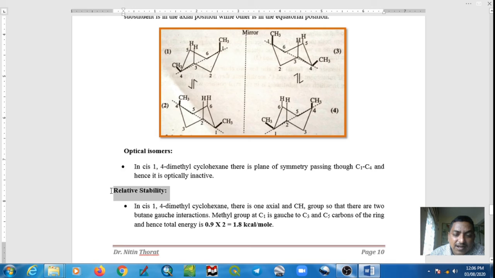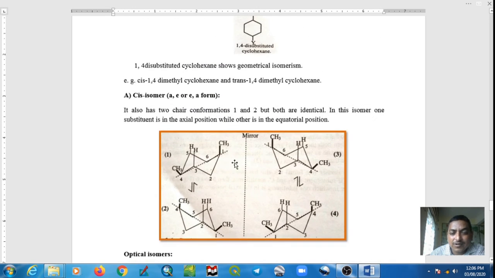Let us talk about the relative stability of these conformers. We know that in all these four structures, one methyl group is axial and the other is equatorial. So we expect the stability of all four to be the same. Let us calculate the relative stability. In this conformer, one methyl group is axial and the other is equatorial, and as we know, the equatorial methyl group does not show any interaction, that's why its energy is 0.